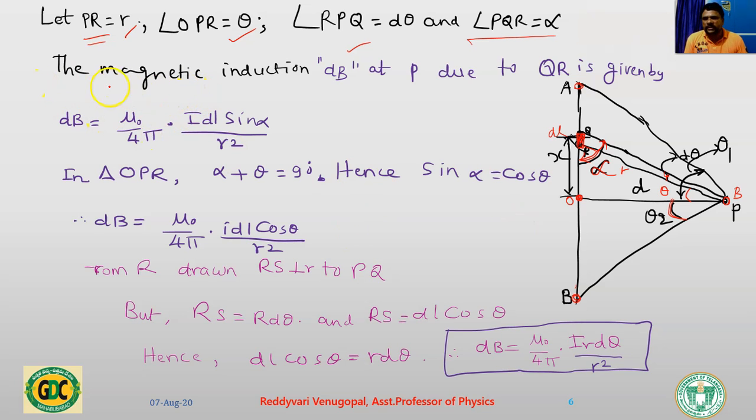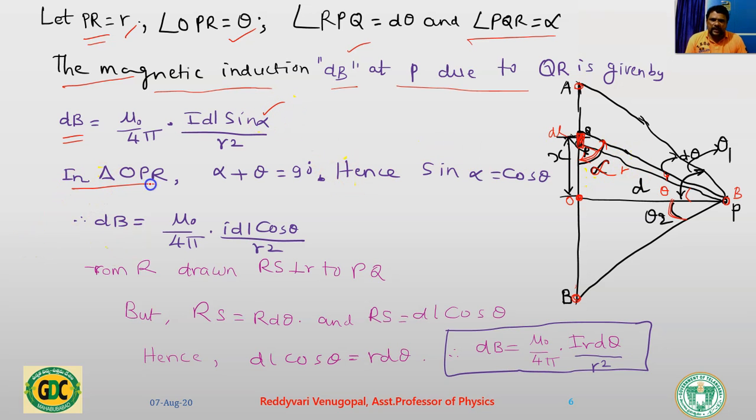So by using these things, we can derive the magnetic field induction at point P. For this, we are going to use Biot-Savart's law. The magnetic field induction dB at point P due to this small current carrying element QR is given by dB is equal to mu naught by 4 pi I dl sin alpha by r square, because instead of theta we have taken that angle as alpha, that's why this sin alpha comes.